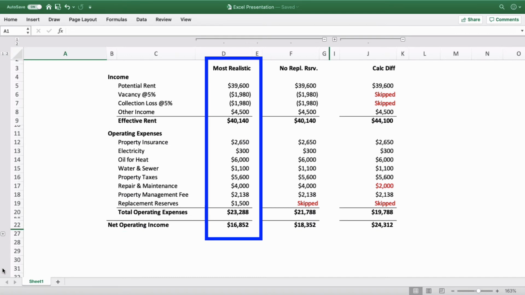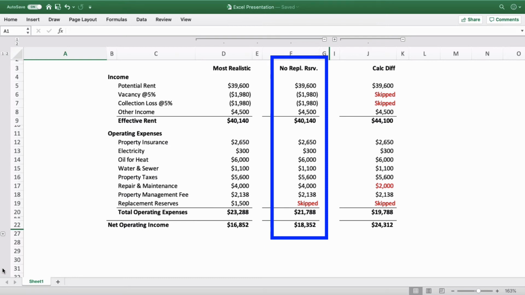Let's start with the numbers on the left. This is probably your most realistic scenario. Let's just go with that. And we're going to use this as what's probably going to happen at the property. Now, when we move one scenario to the right, where it says no replacement reserve, you can see that this investor skipped the replacement reserve. And we use the exact same numbers for every other category here. All we did was skip replacement reserve because some investors do that.